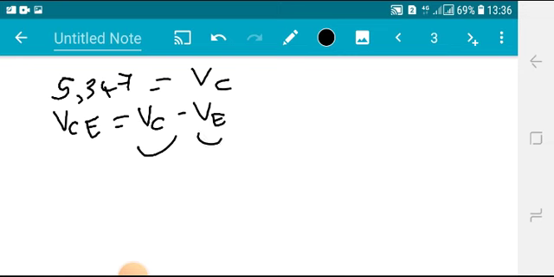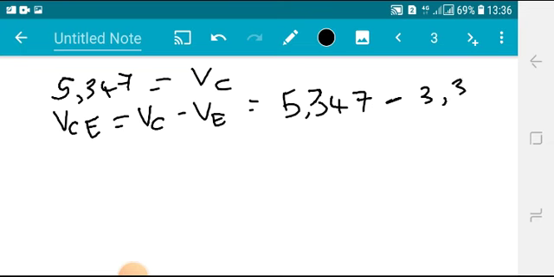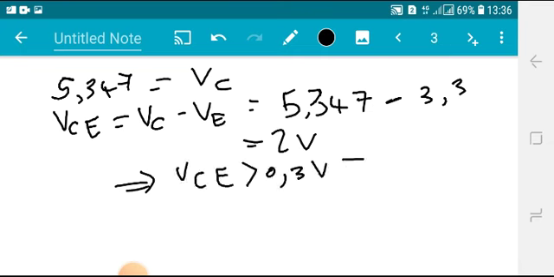I know what VC is, I know what VE is, and so I should just go 5.347 minus, we said, 3.3 volts, which should equal 2 volts. All this entails that this is in active mode, because VCE is greater than 0.3 volts. This means that this is in active mode and not in saturation, and therefore we can assume that these values are correct.